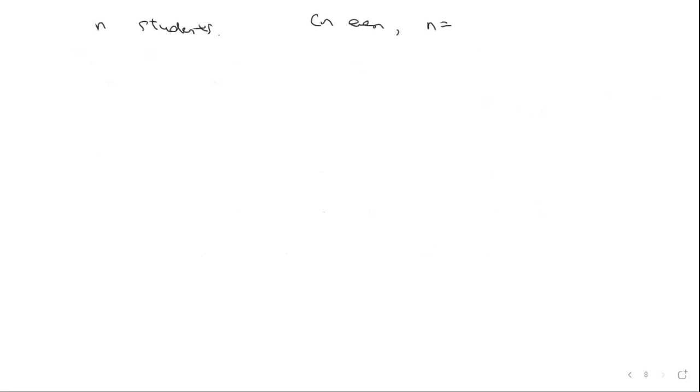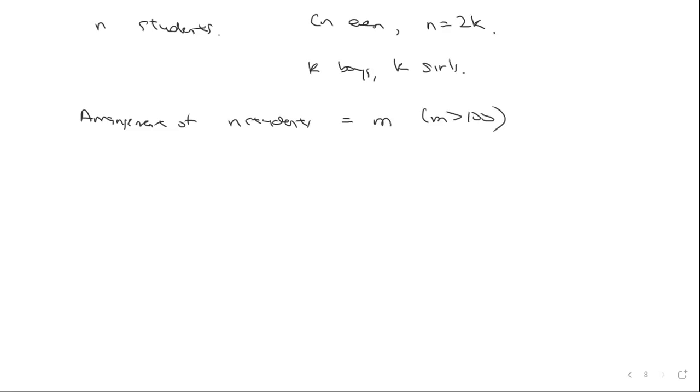So I'm going to let n equal 2k. In other words, I've got k boys and k girls for simplicity. And therefore the arrangements of n students equals m, as given in the question, where m is greater than 100, as also given in the question. And so basically, how would we do this?